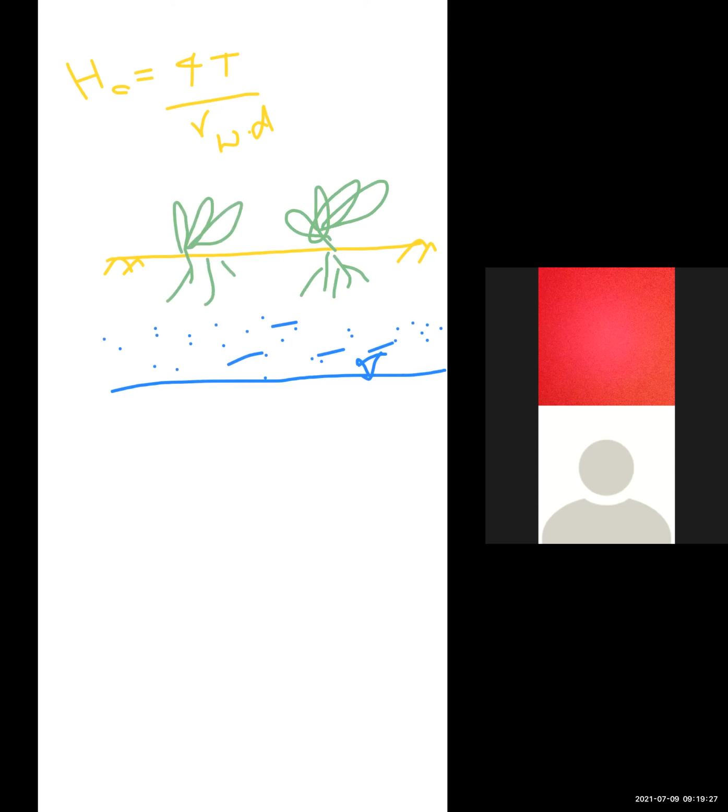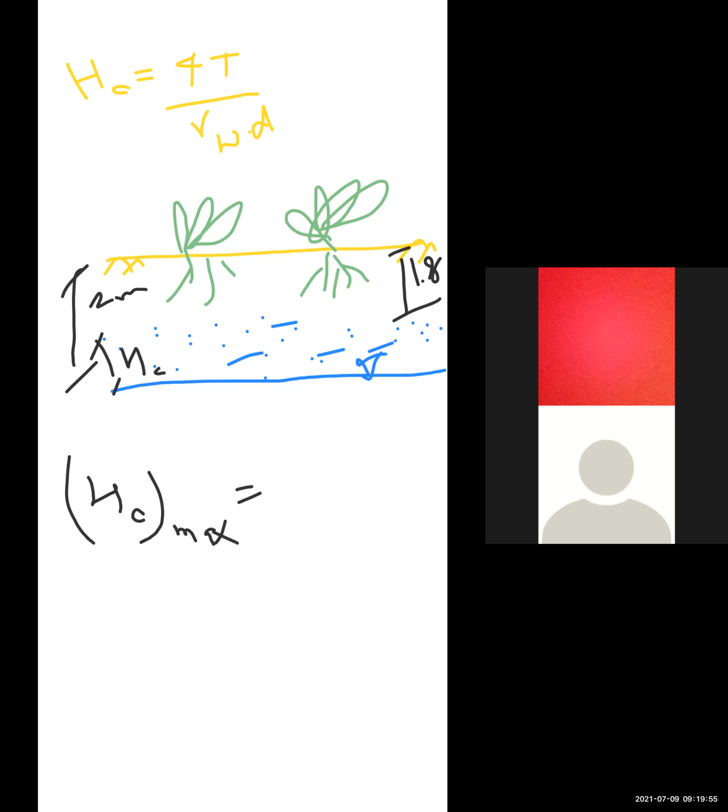So given information is, this height shows the HC maximum. This root zone is 1.8 and this total height is 2 meters. So first we have to find HC maximum height due to capillarity. So this is calculated by 4T by gamma W D.